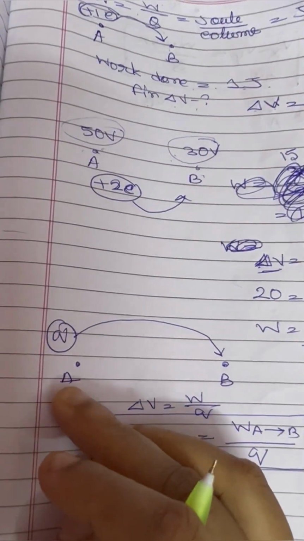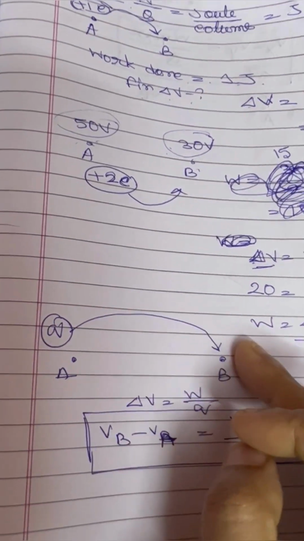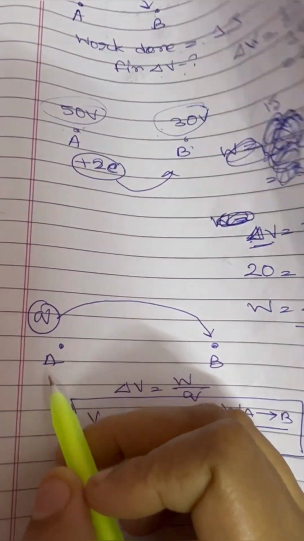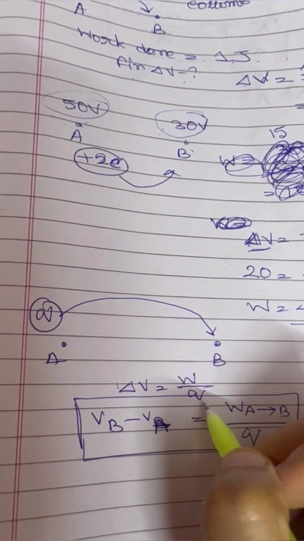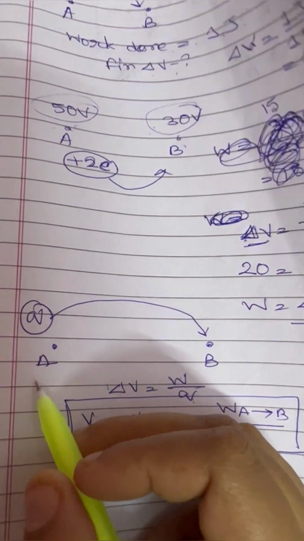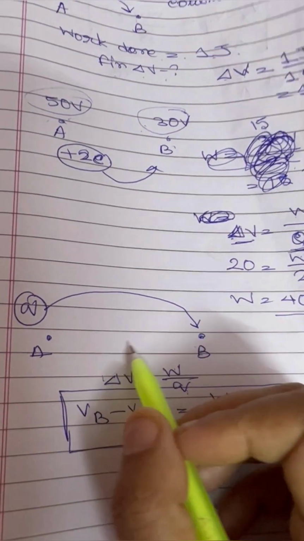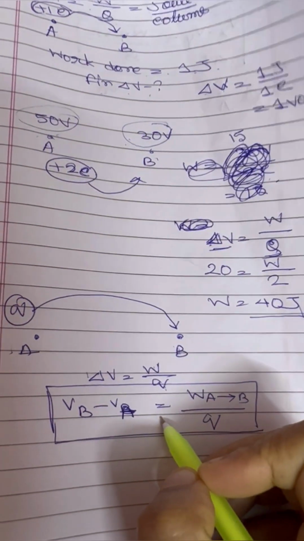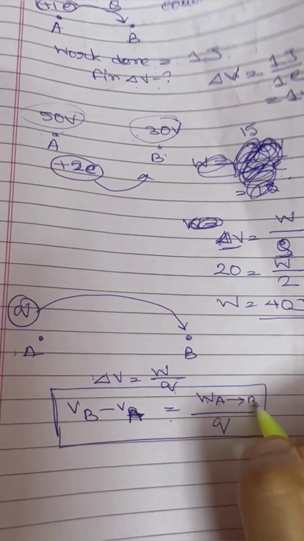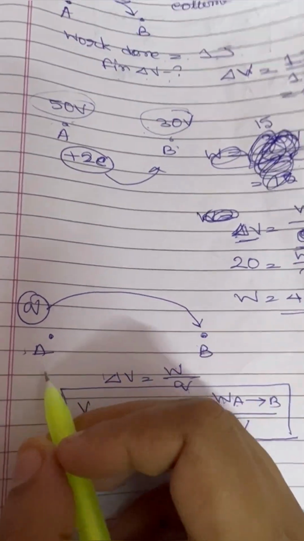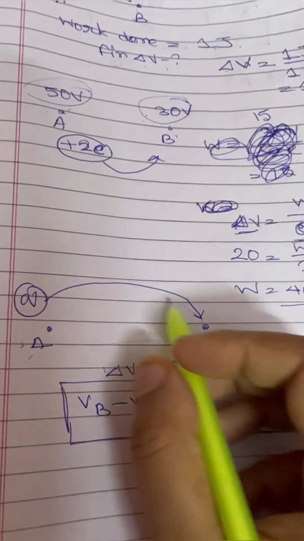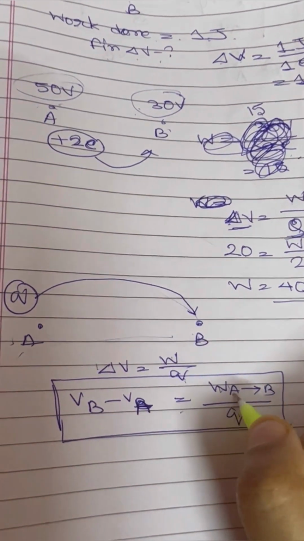Another type of sum, A to B. Suppose Q charge we are taking from A to B. We know potential difference is W by Q, work done by charge. So for position A to B, the potential difference is obviously B minus A, so V B minus V A is equal to W A to B by Q. Because if charge goes in this direction, then current will flow from the other direction. That's why it is written A to B by charge.